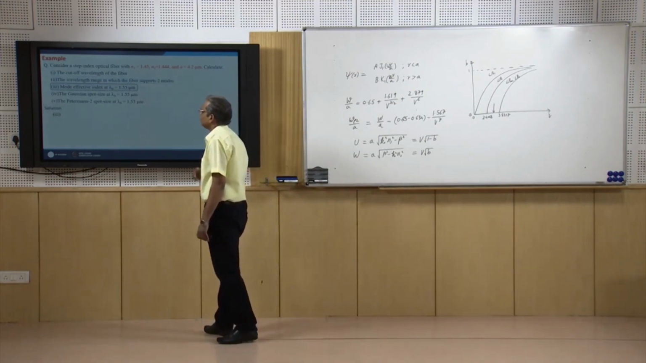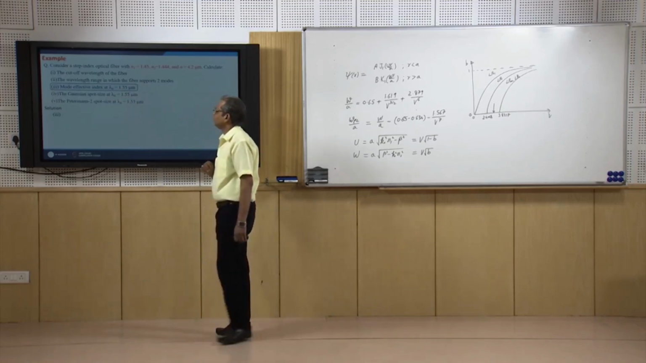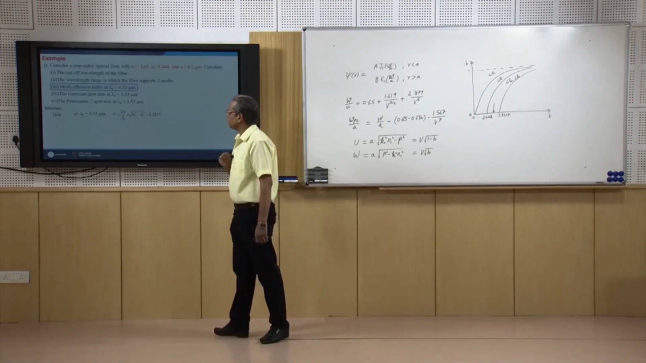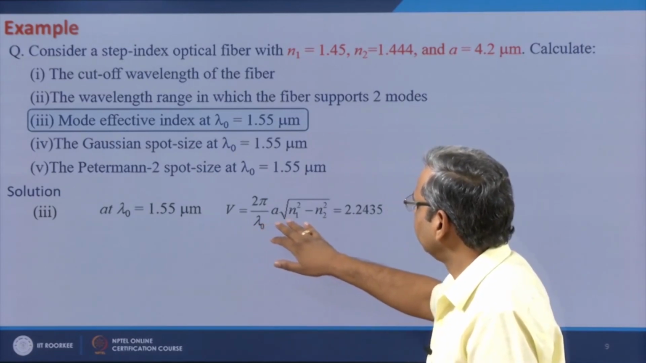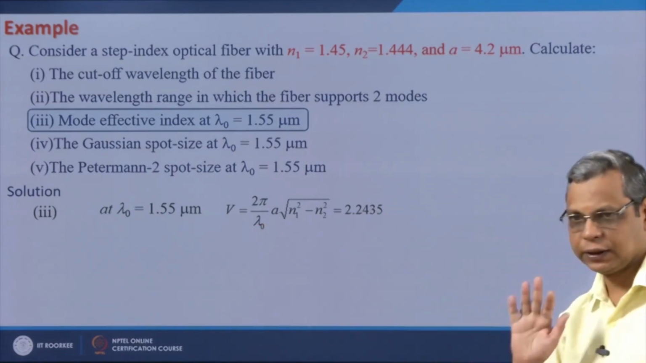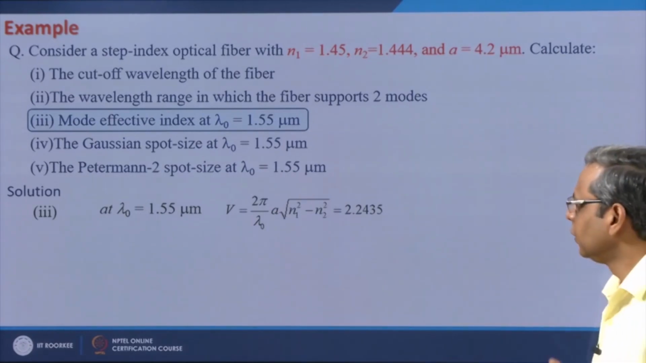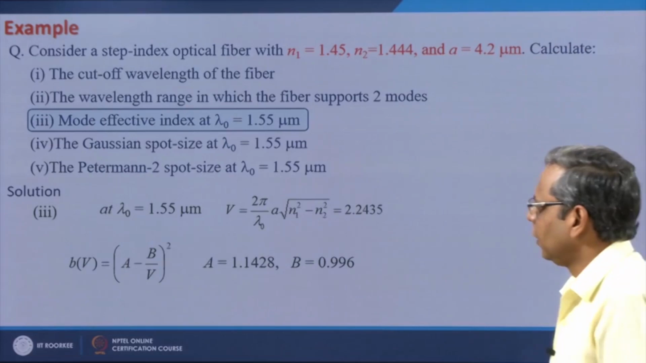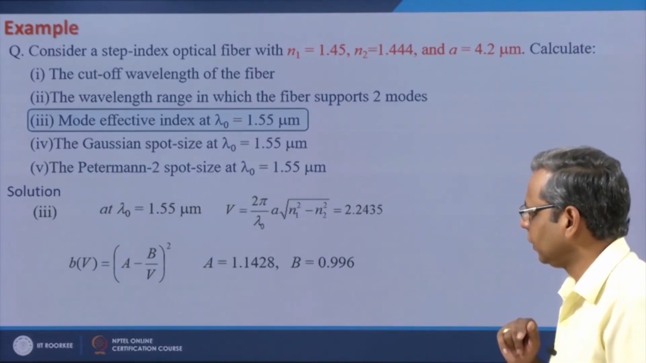Third part is, what is the mode effective index at lambda naught equal to 1.55 micrometer. At lambda naught equal to 1.55 micrometer, V is equal to 2.2435. So, there is only one mode because it is less than 2.4048. So, there is only one mode, this is the LP01 mode, and I know from that table also I can do, or from the empirical formula also I can find it out.